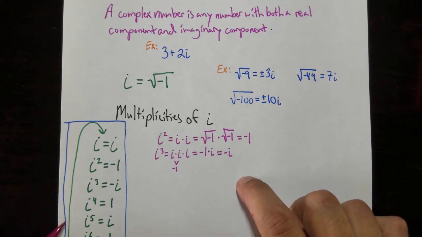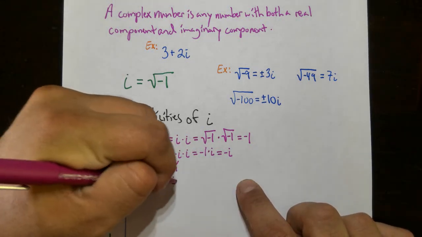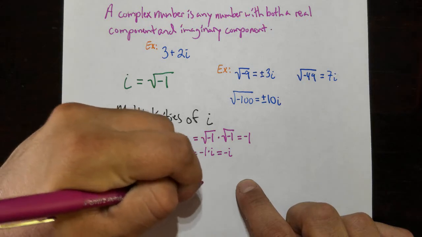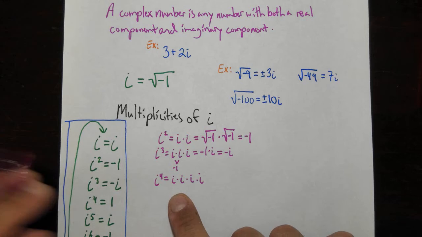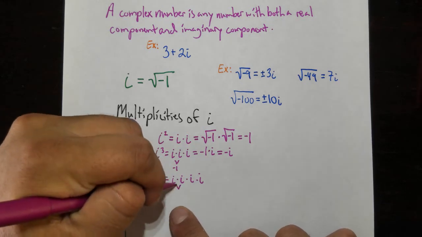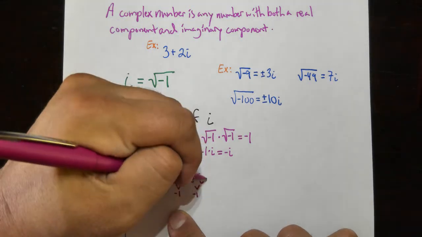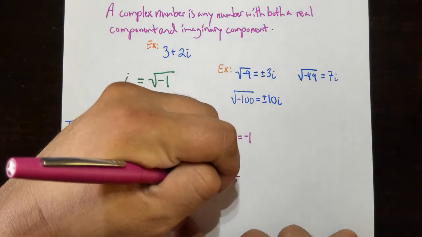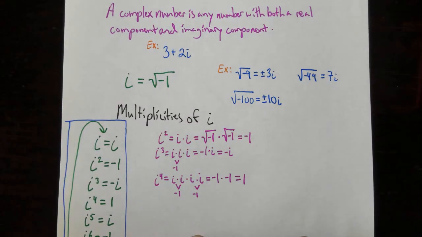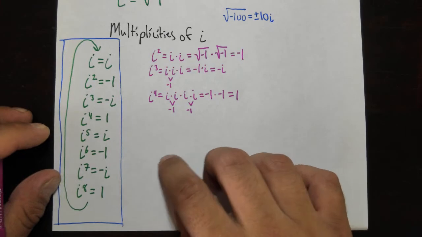I then claim that i to the 4th is positive 1. Well, let's think about this. So i to the 4th is i times i times i times i. And I know that i squared is equal to negative 1. So I can say that this is negative 1 and this is negative 1. So really, it's negative 1 times negative 1, which is positive 1.